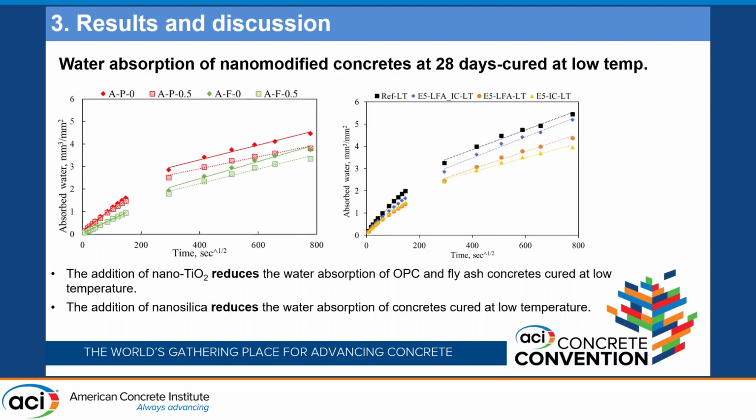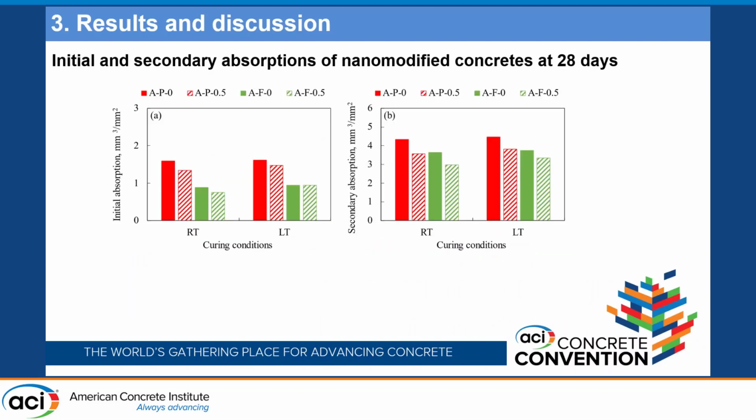And this is at low temperature, the same kind of behavior. We have a linear behavior, and we have a reduction in the rate of absorption for both nano-silica and titanium dioxide. You can see that here. And this is sort of a summary of the total absorption, both secondary and initial absorption. Initial absorption has to do with the amount of water that goes into the capillary porosity. Secondary absorption is more related to diffusion of the moisture into the pore system.